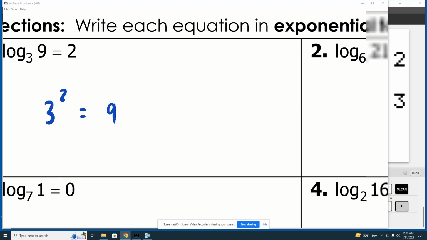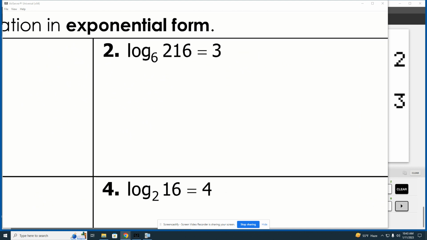Keep going. Number 2. What's the trigger? 6, right? The base of the log becomes the base of my exponent, and then we follow the loop. 6 to what power? Third power equals 216. Done. That's it.